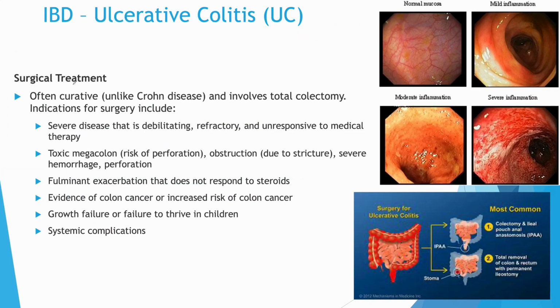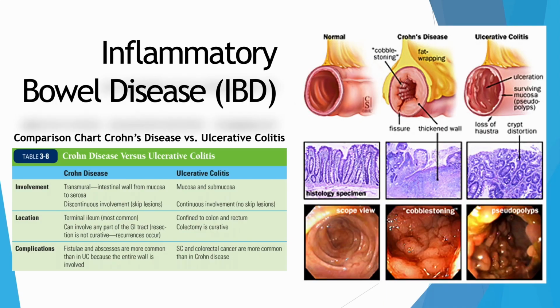So we said for surgery, unlike Crohn's, it involves a total colectomy. You take out the entire colon. You use this therapy in debilitating, refractory, unresponsive disease. Also, if the patient has toxic megacolon or obstruction, severe hemorrhage or perforation, go ahead and remove the entire colon. And some of these other indications. Essentially, remove the whole colon. You can either do a little pouch or anastomosis, where you connect the ileum to the anal area. And then there's also total removal of the colon with a permanent ileostomy, where you have a stoma and you have to use bags to collect your stool every day.